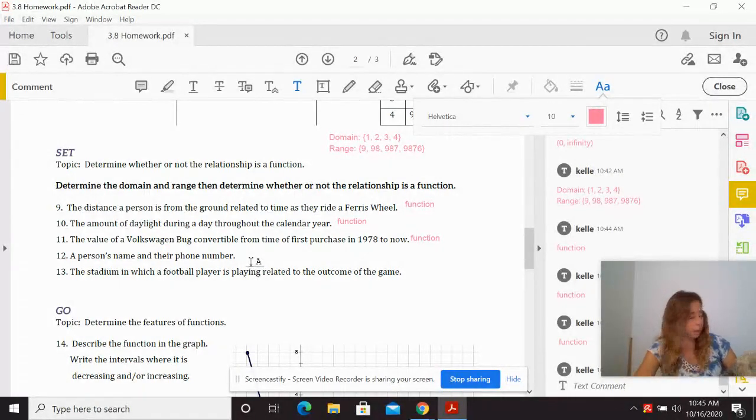So your independent would be the name, your dependent would be the phone number, but it would not be a function because there are so many Matts in the world, there are so many Miss Baileys in the world that we all have different phone numbers. So it is not a function. Not a function. The stadium in which a football player is playing related to the outcome of the game.